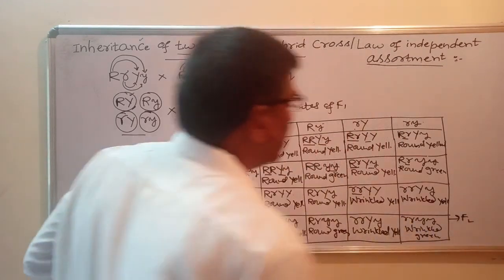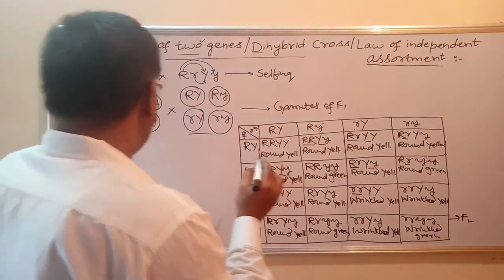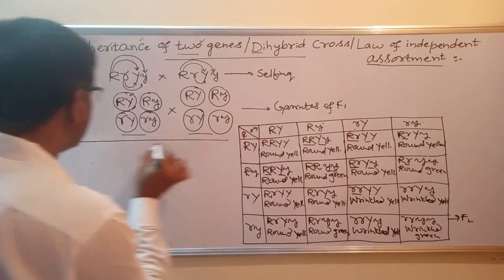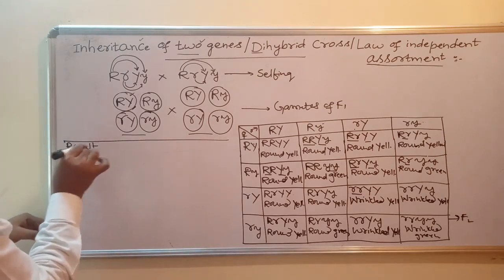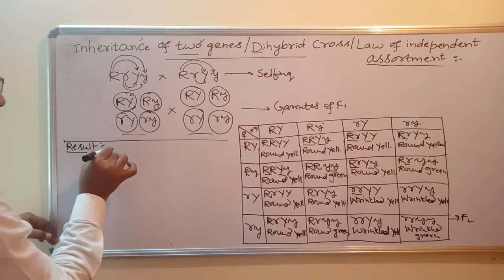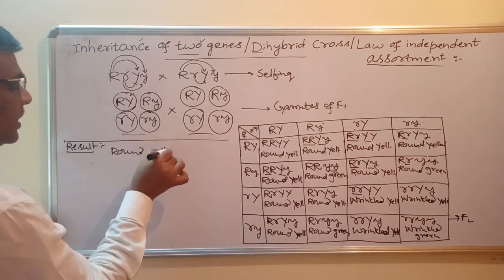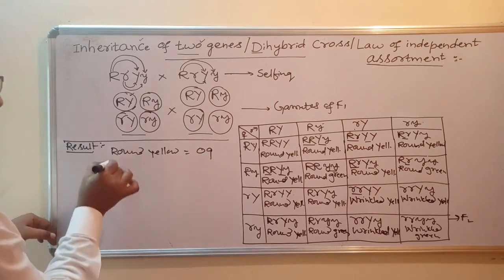So I think you have understood how to cross. So now let us see what is the result. Now we can write the result of dihybrid cross. Round yellow: how many round yellow are there? So total 9 round yellow seeded plants.